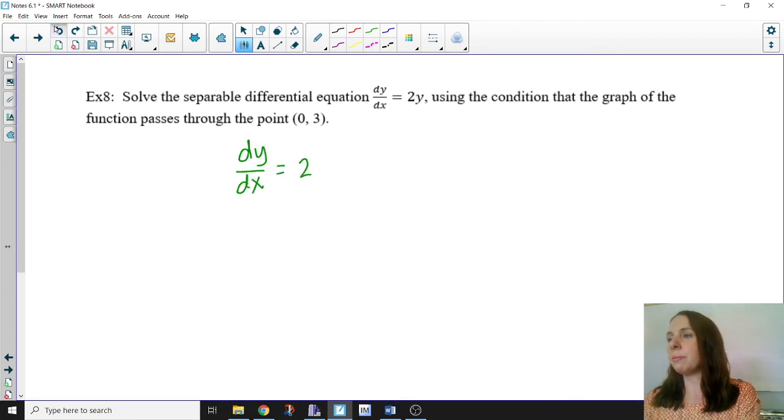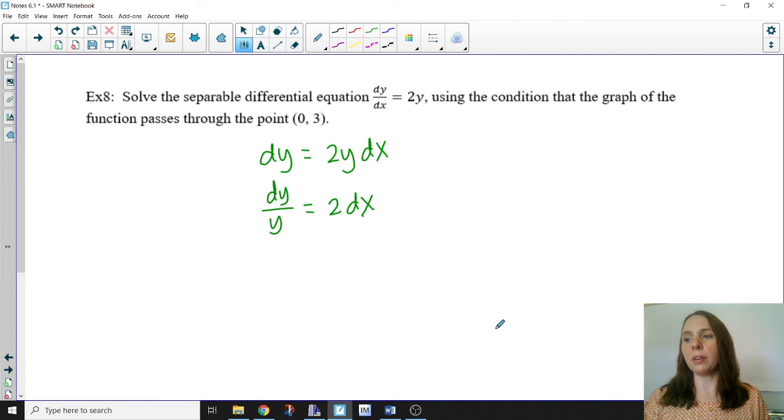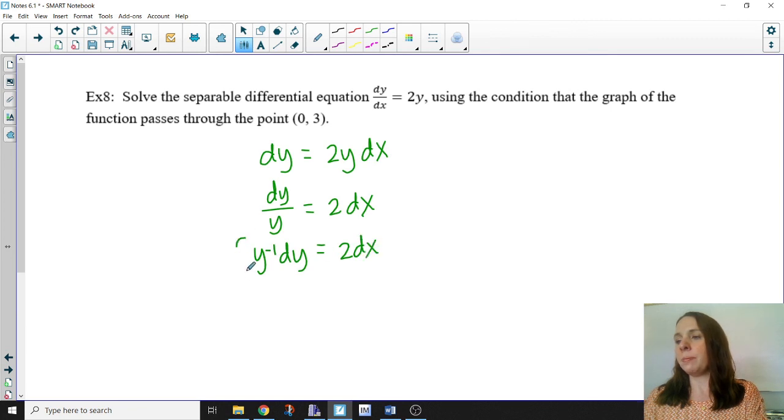Okay, so for this one, when we multiply the dx over to the other side, we get, let me try that again. We get 2y dx, and we don't want that y beside the dx, so let's divide it over. So we have this, dy over y equals 2 dx. Okay, again, let's bring this y out of the denominator. This time it would have a negative 1 power on it. And integrate.